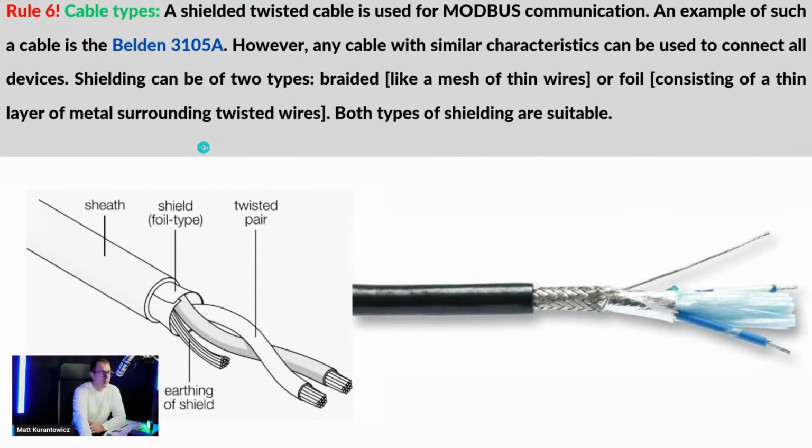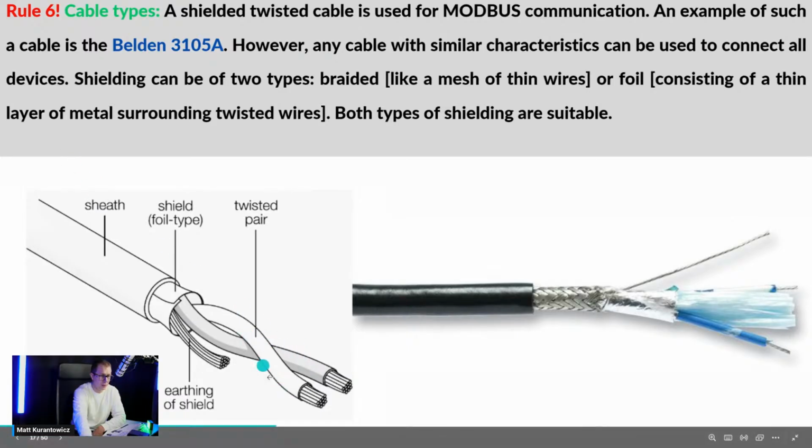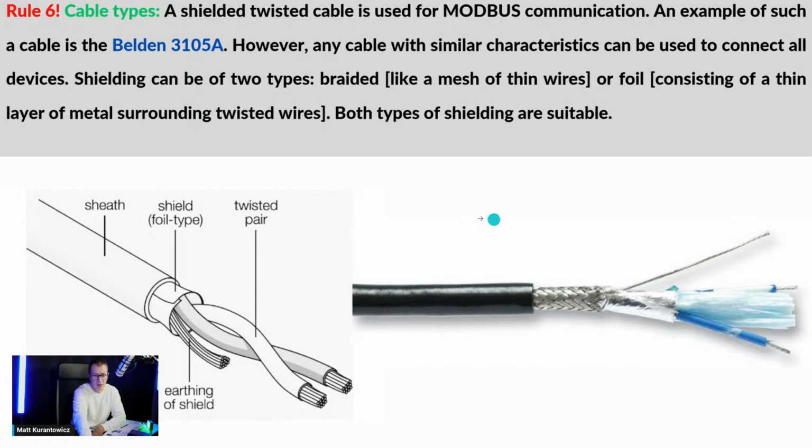And rule number 6, cable types. For Modbus, we use twisted cable. And here I have an example of such cable, and it is Belden 3105A. This is a twisted pair cable. We have two data cables and everything of shield. Okay, this is an example of such a cable.